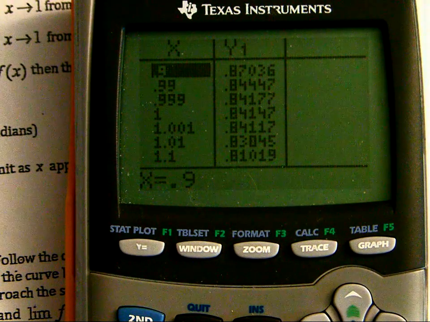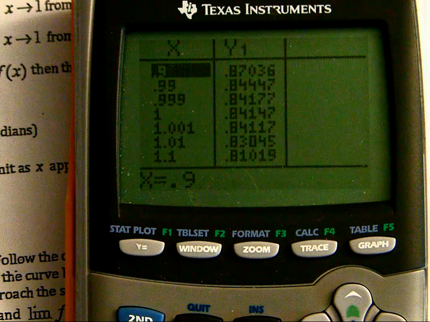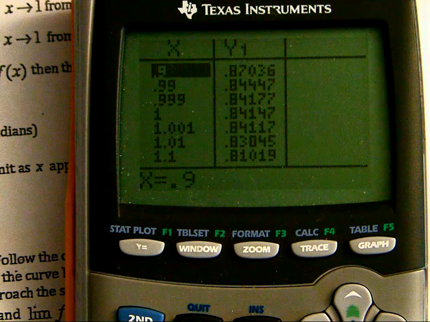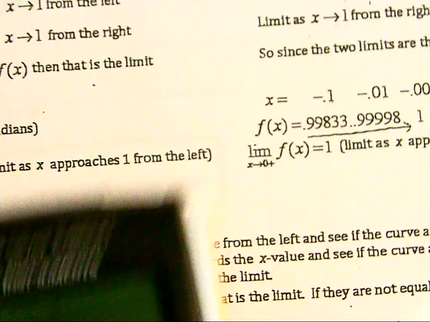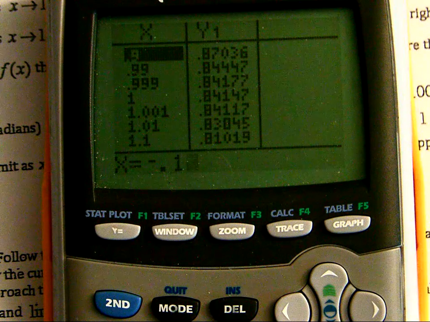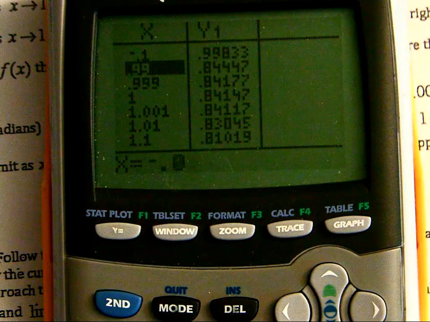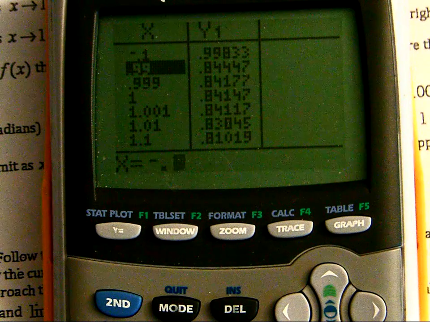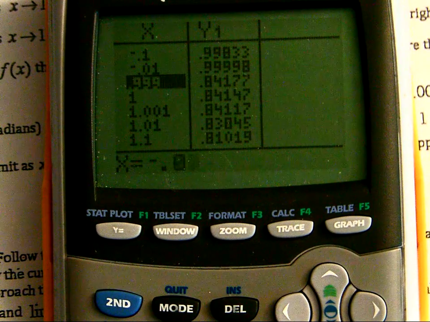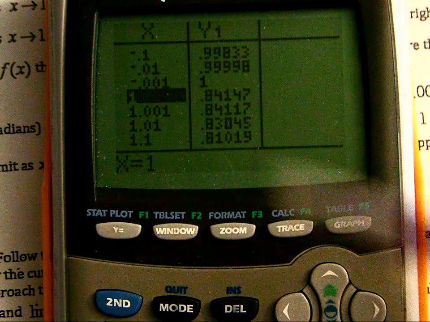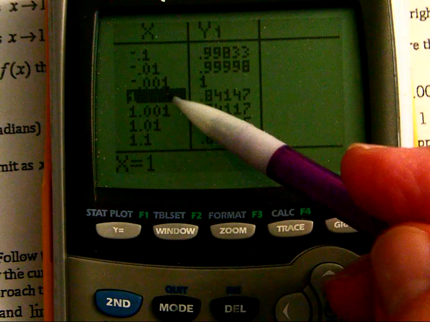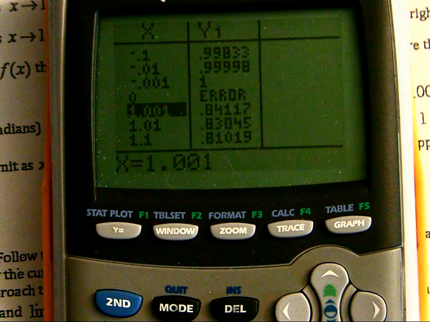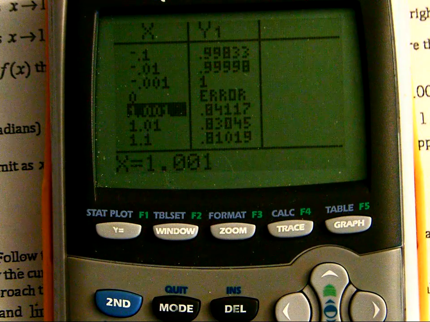Now we're approaching 0. So we need some numbers left of 0. Well, those are going to be negative numbers. So again, we're going to start fairly close to 0. We're going to go by decimal places. So let's start with negative 0.1, negative 0.01, and negative 0.001. So you can see we're getting closer and closer to 0 from the negative side. I'm going to go ahead and put in 0, and notice it says error again because there's an x on the bottom. That means the bottom is 0.